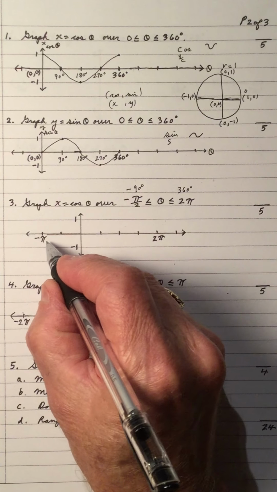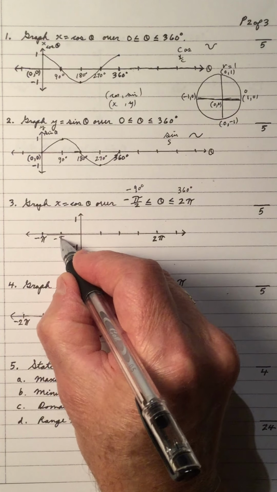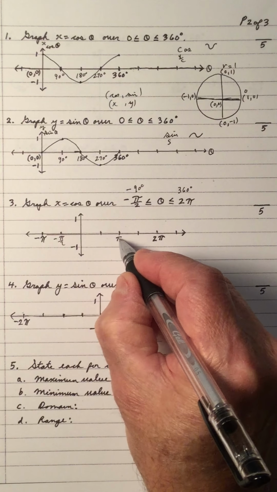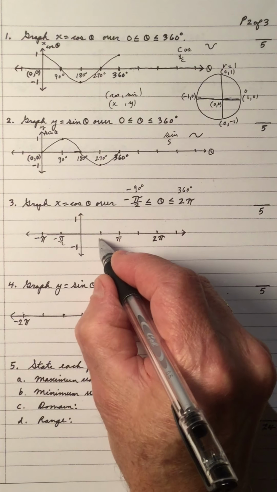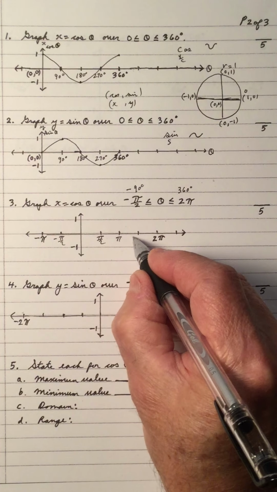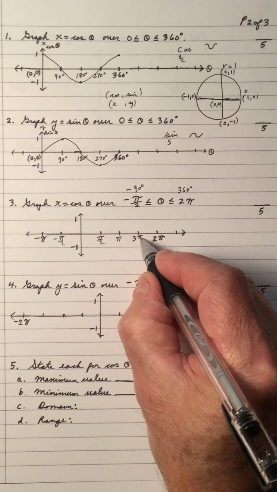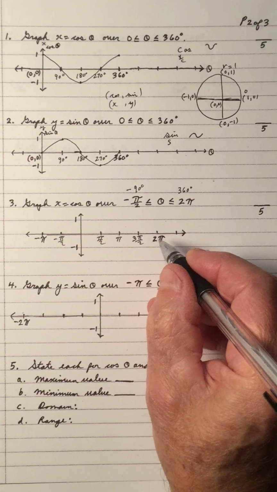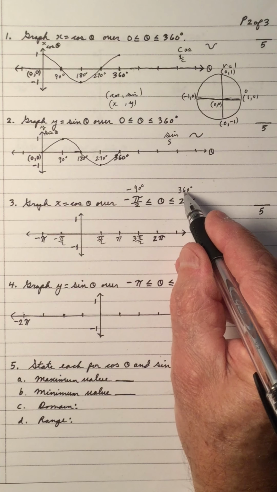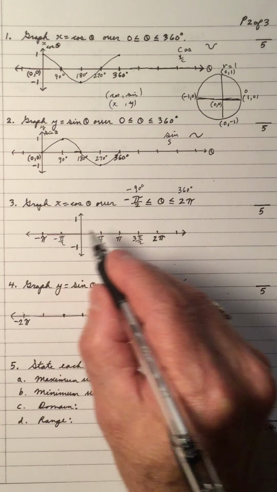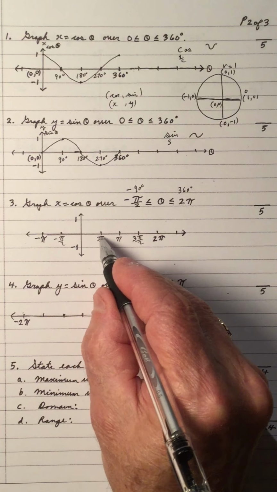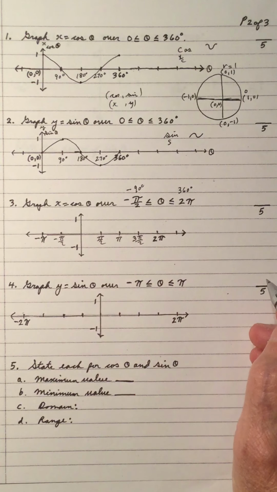So this is negative pi over 2. This is 2 pi, so pi is in the middle, so that's 180. So pi divided by 2, that's 90. And this is 3 pi over 2, which is 3 times 90, which is 270. So I'm graphing from negative 90 to 360. So I'm graphing from here to here in degrees, if you think about it. That's negative 90, 0, 90, 180, 270, 360.